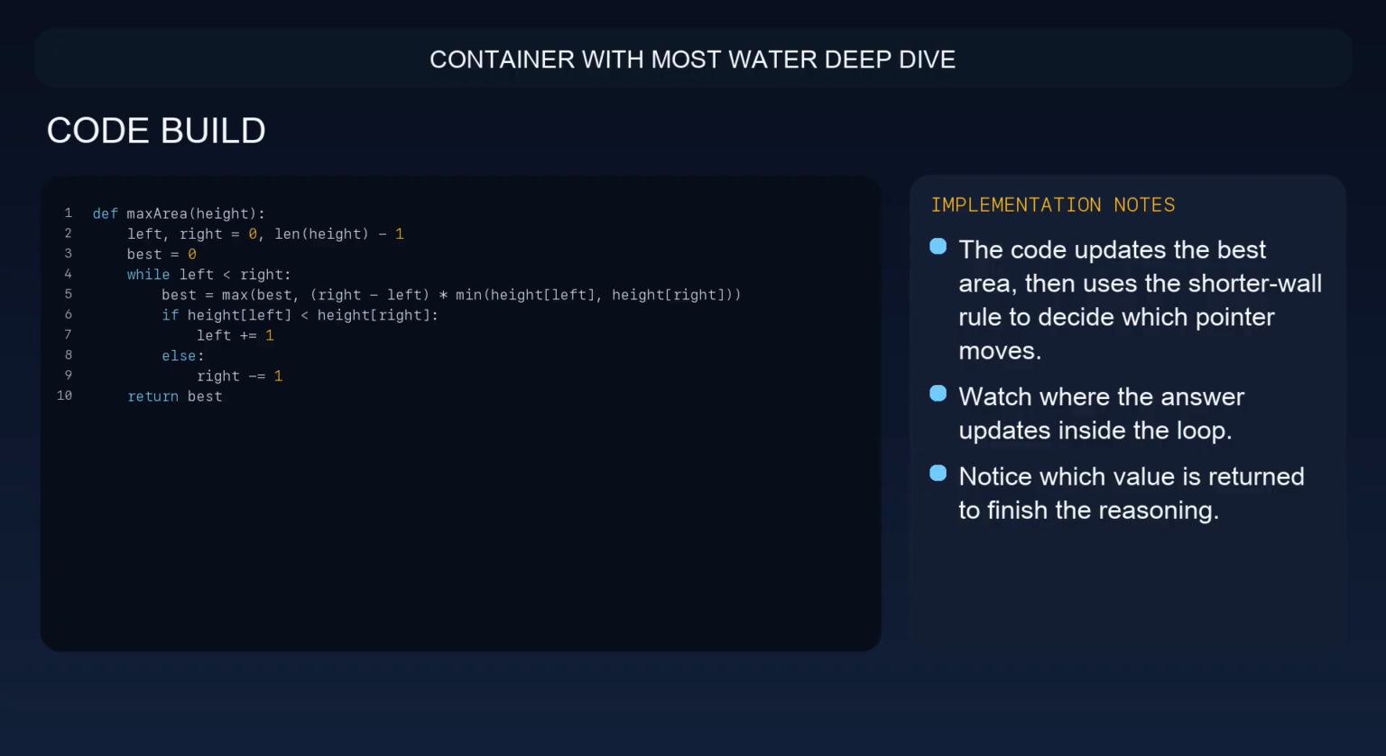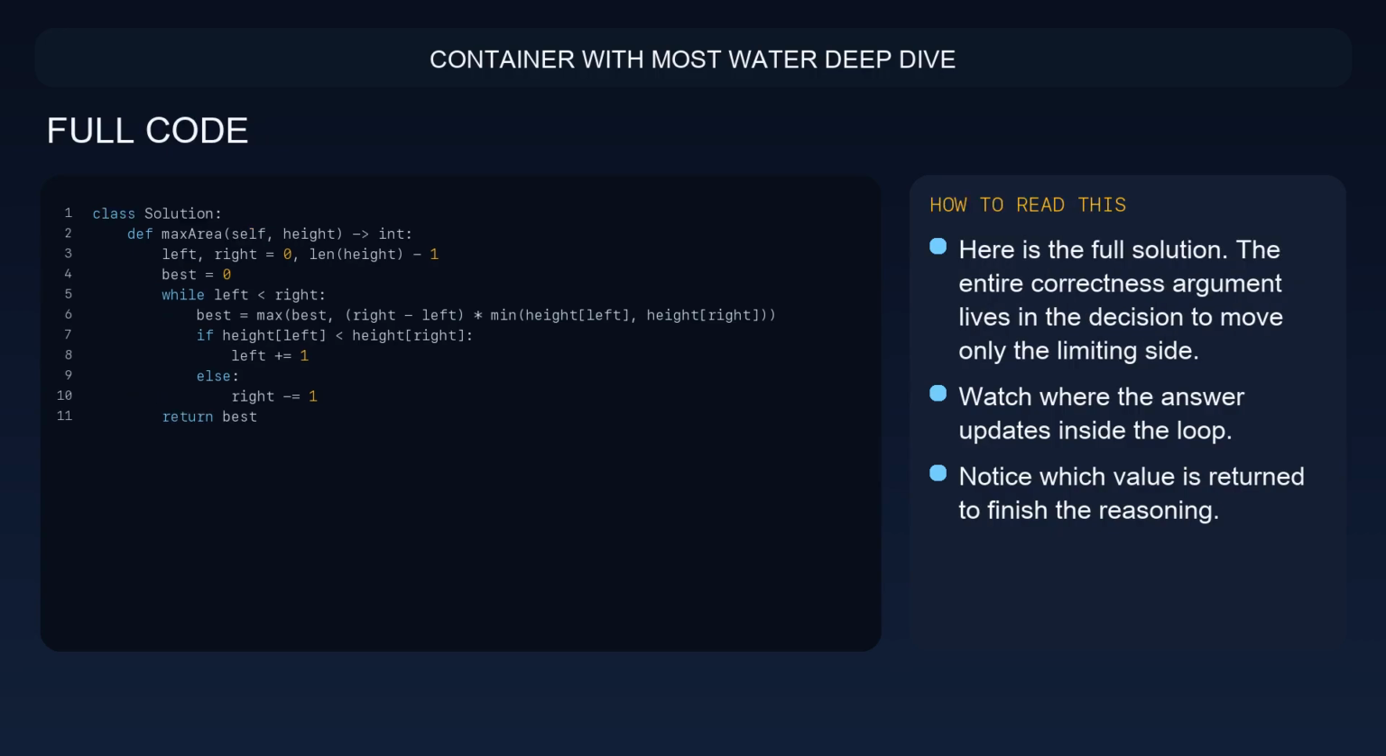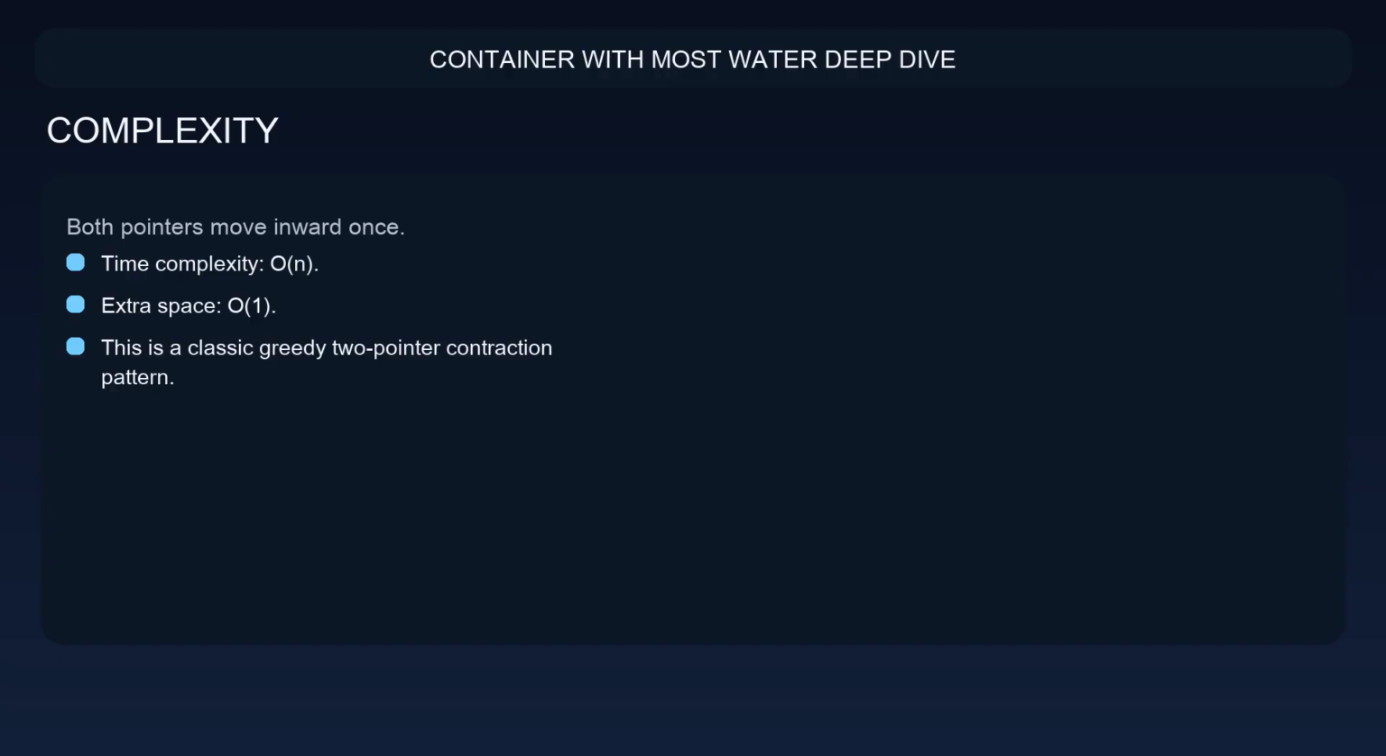The code updates the best area, then uses the shorter wall rule to decide which pointer moves. In the code, focus on two checkpoints. Watch where the answer updates inside the loop, then notice which value is returned to finish the reasoning. Here is the full solution. The entire correctness argument lies in the decision to move only the limiting side.